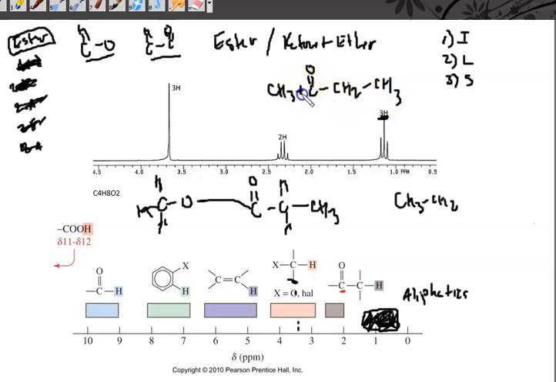Oh, there's an oxygen right here. Remember, in naming esters, methyl, and then 3 carbons, propanoate.